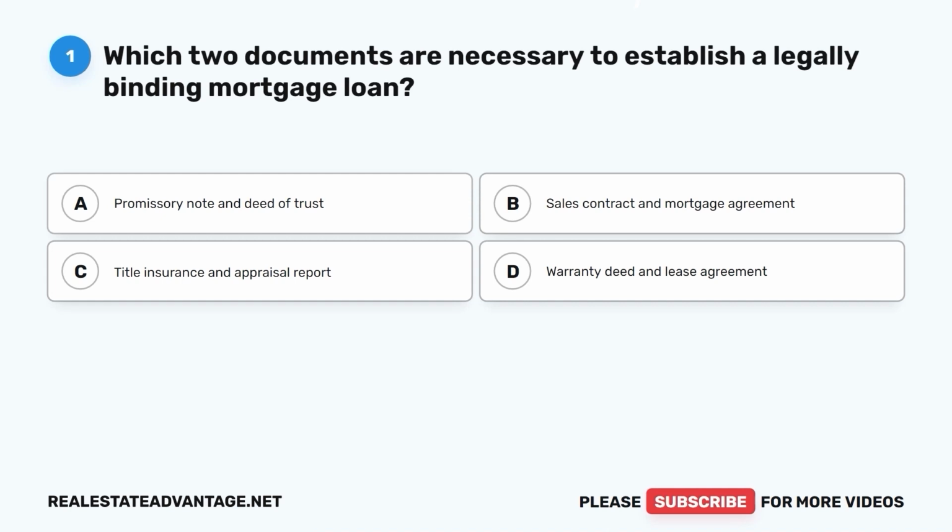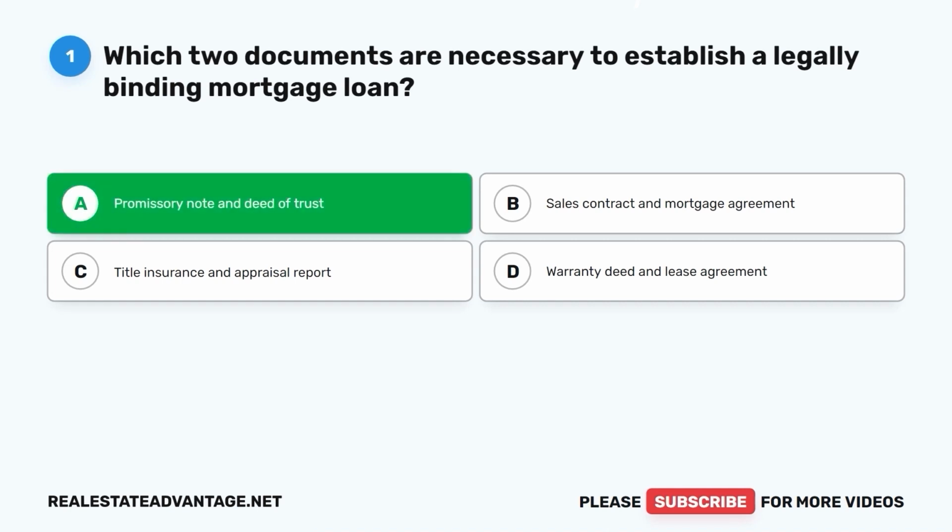Question 1. Which two documents are necessary to establish a legally binding mortgage loan? A. Promissory note and deed of trust. B. Sales contract and mortgage agreement. C. Title insurance and appraisal report. D. Warranty deed and lease agreement.